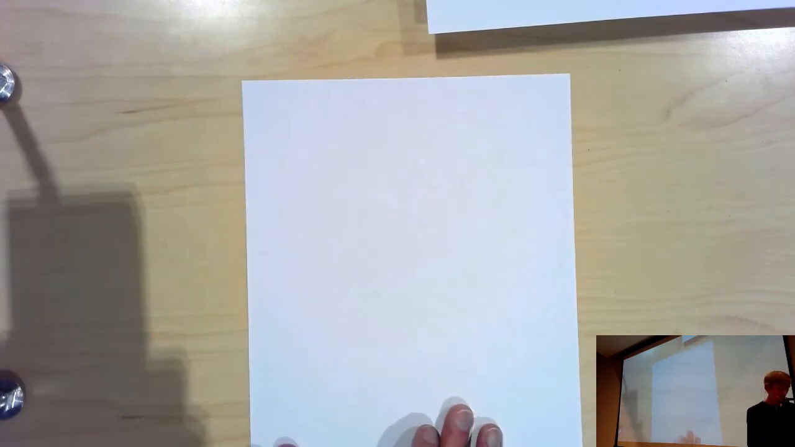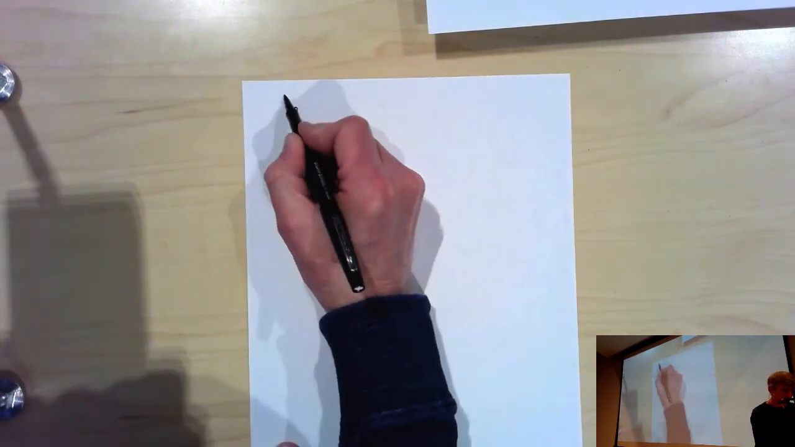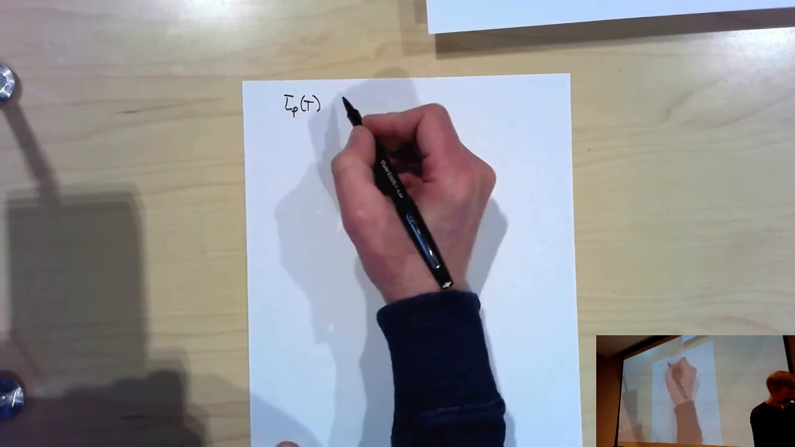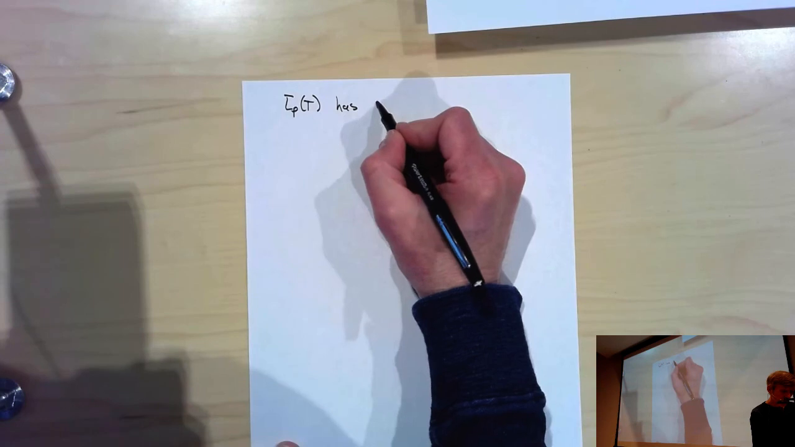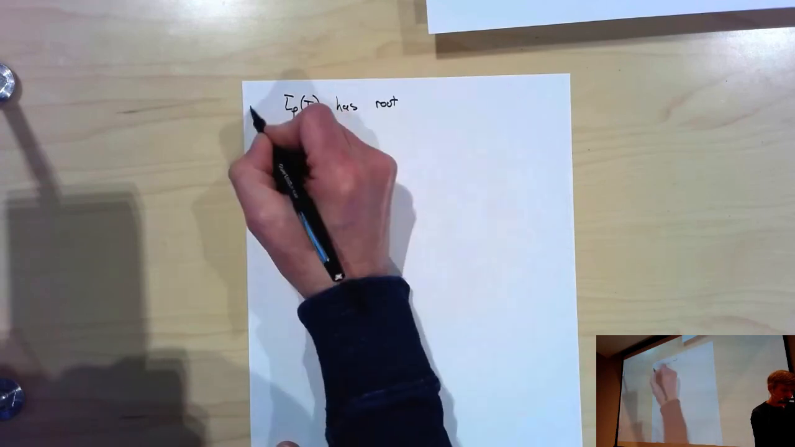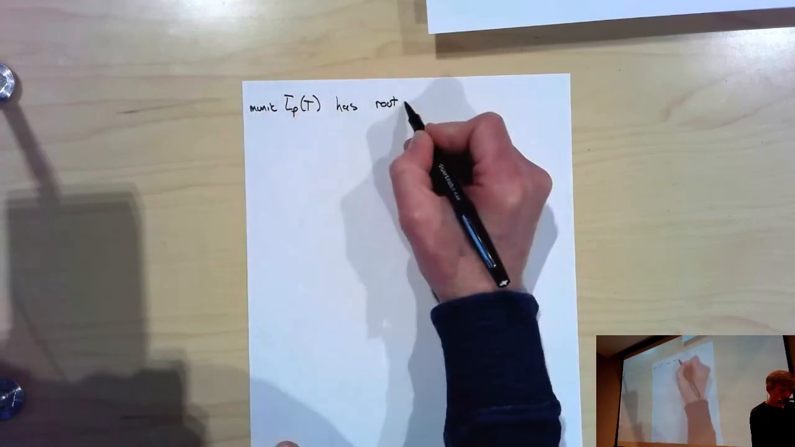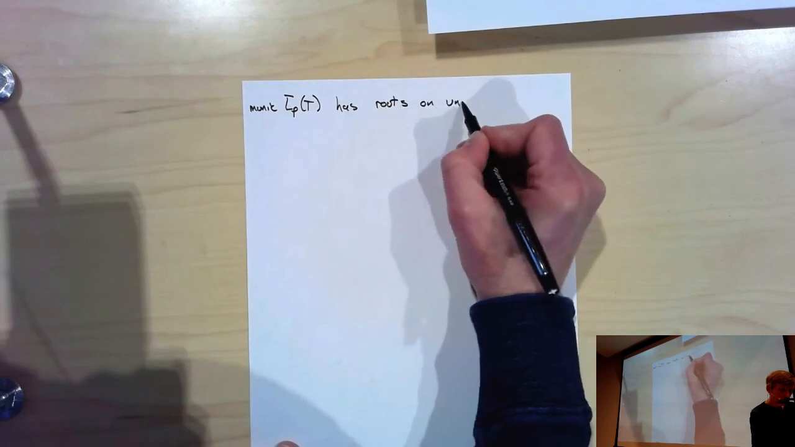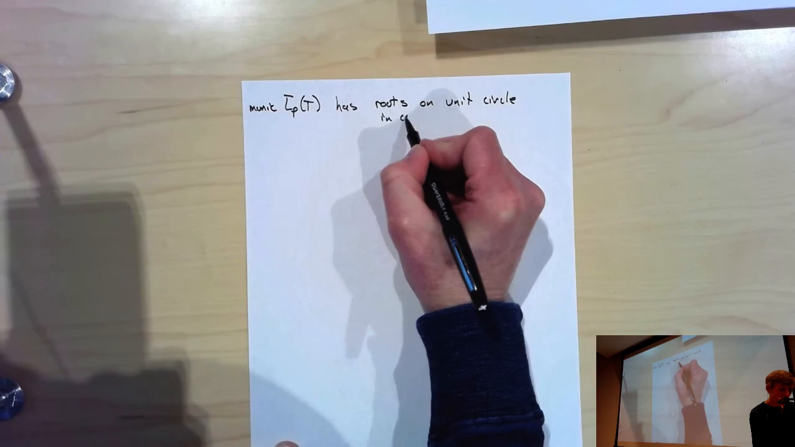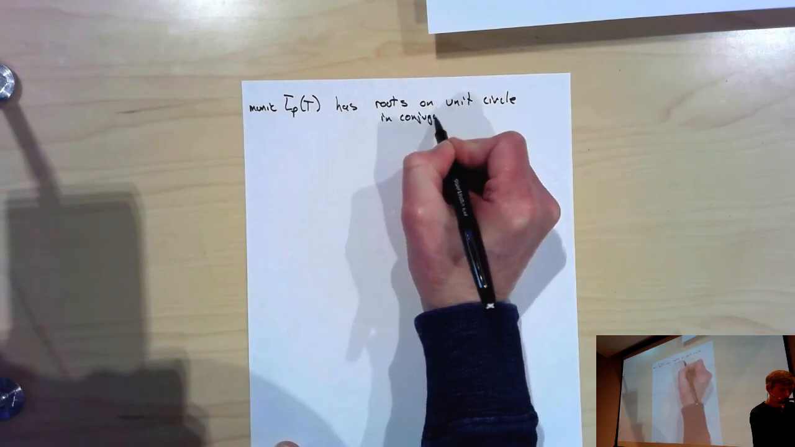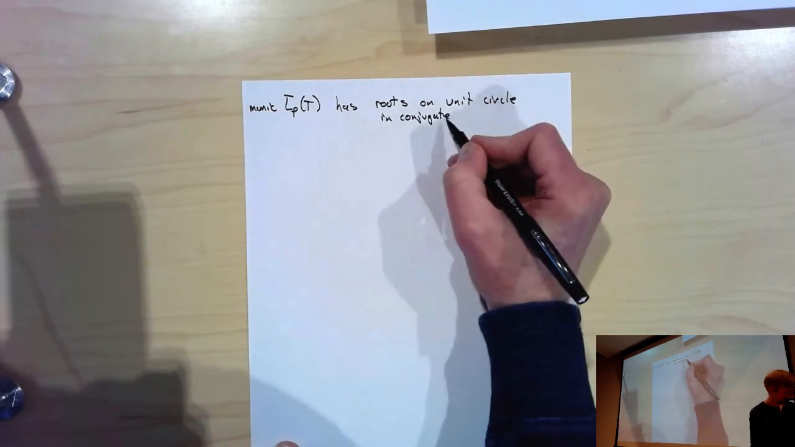Okay, so what do we know about this normalized L polynomial? Well, it has roots on the unit circle. It's monic. It has roots on the unit circle. And they come in conjugate pairs, because it's a real polynomial, and I know that if one thing is a root, so is its inverse.